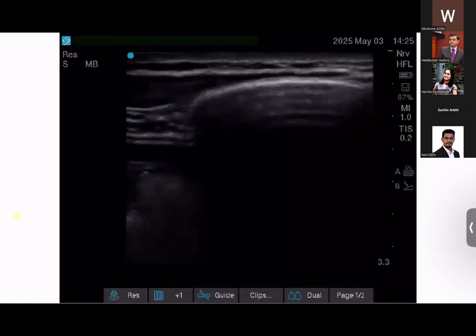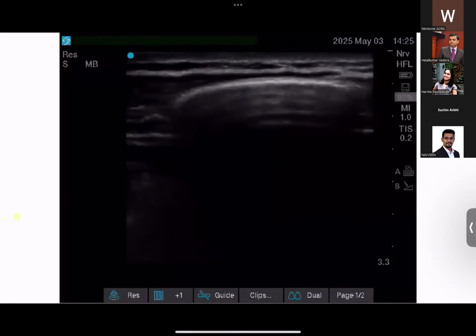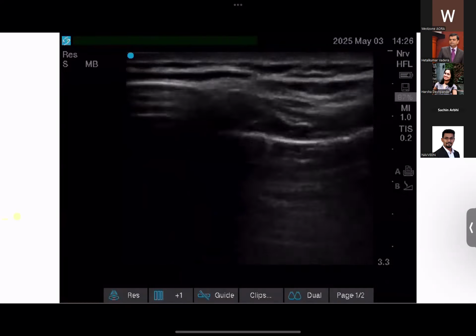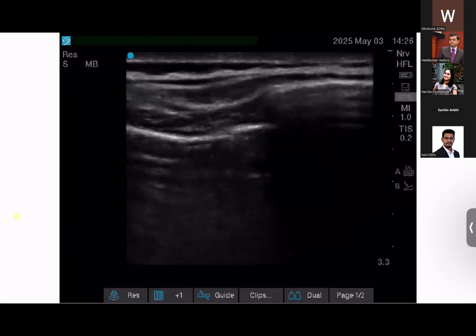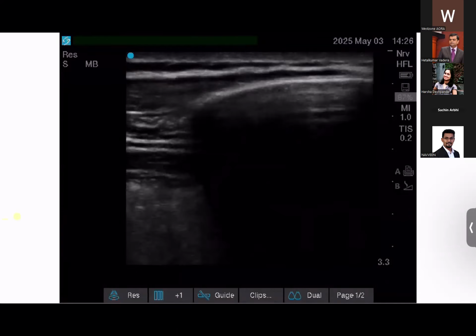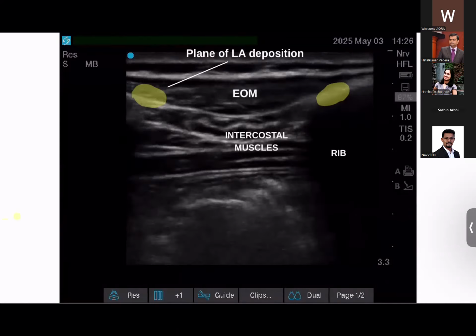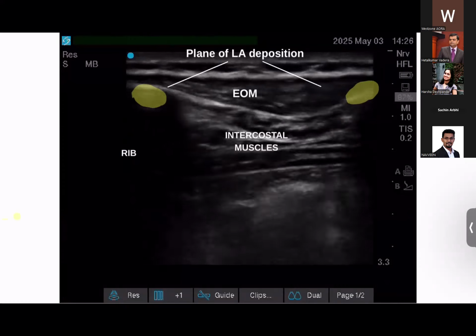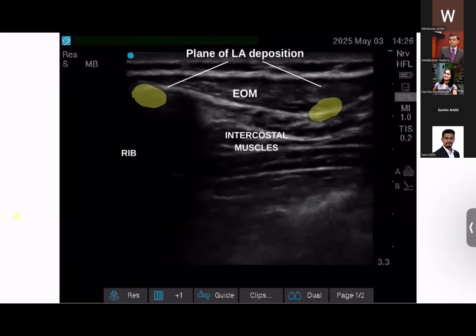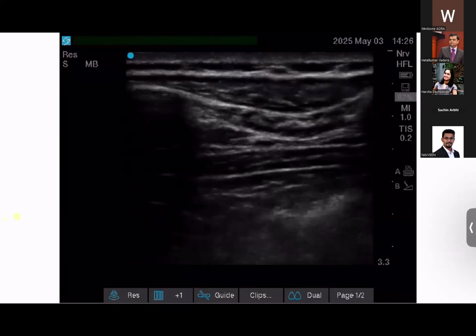So this is a scout scan for external oblique intercostal fascial plane block. Here we can see the costal cartilages and the intercostal muscles in between. So this is the rib, the intercostal muscles, and above is the external oblique muscle, and this is the fascial plane of interest where the LA is deposited.